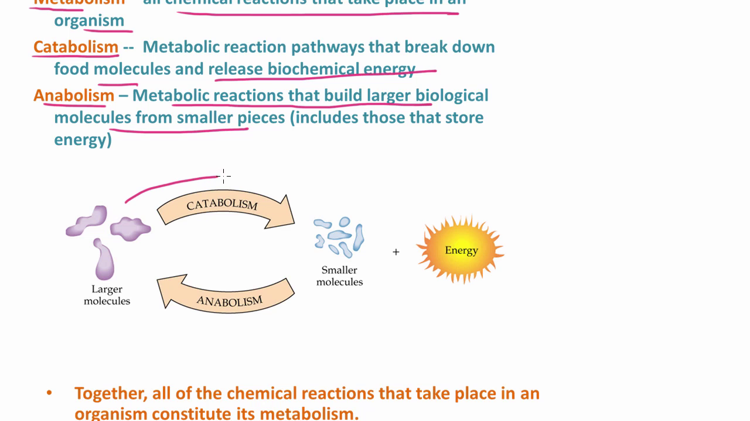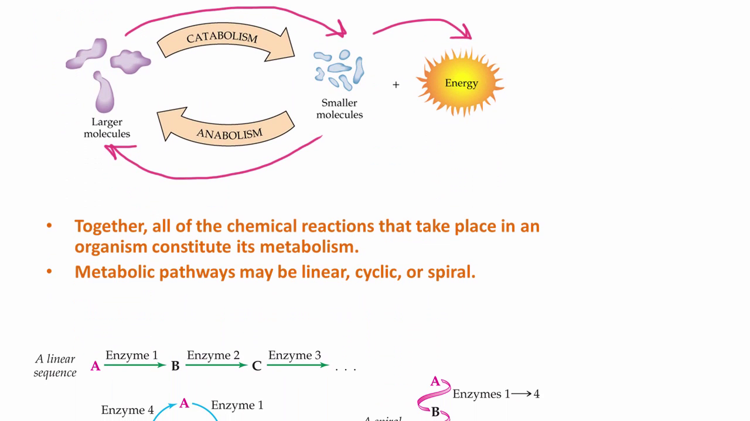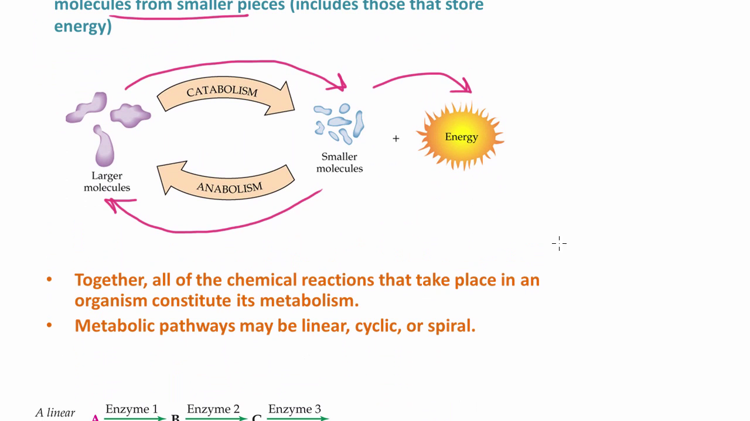Catabolism is the breakdown of larger molecules to smaller molecules and, of course, energy, whereas anabolism is the building up of smaller molecules to larger molecules. Together, all of the chemical reactions that take place in an organism constitute its metabolism. We'll see in a little while that food molecules undergo catabolism in order to provide energy in 4 stages, but I'll show you that in a minute.